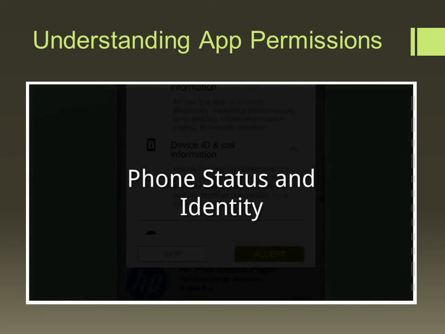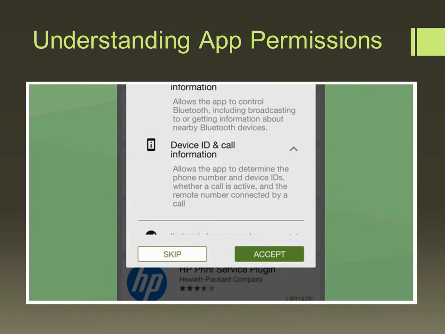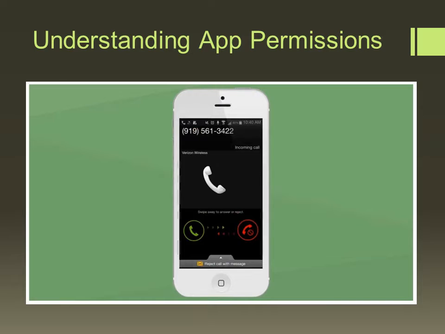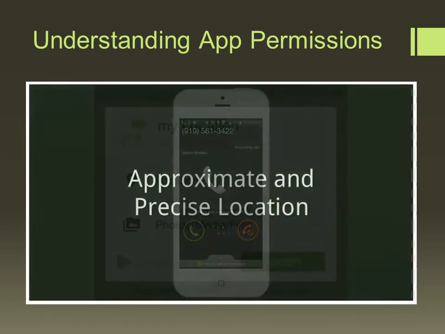Phone status and identity. This permission sounds particularly sketchy, and a lot of apps will ask for it, but it's not as bad as it sounds. This permission allows the app to recognize when you're receiving a phone call. If you're using the app and get a phone call, this permission will pause the app and move it to the background so you can answer your phone.